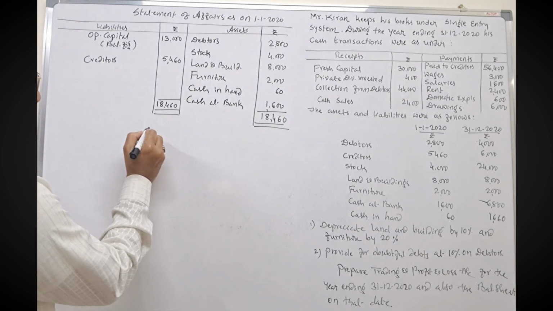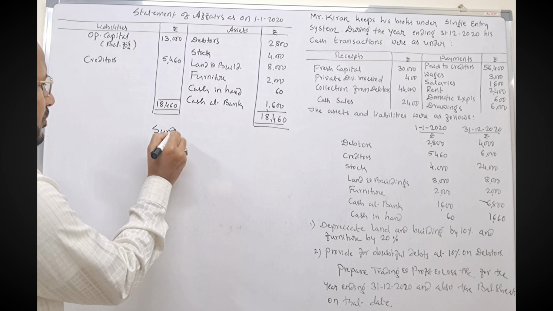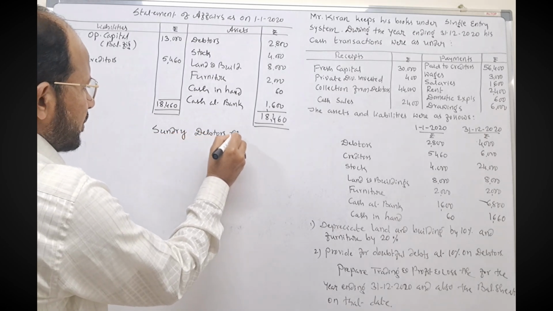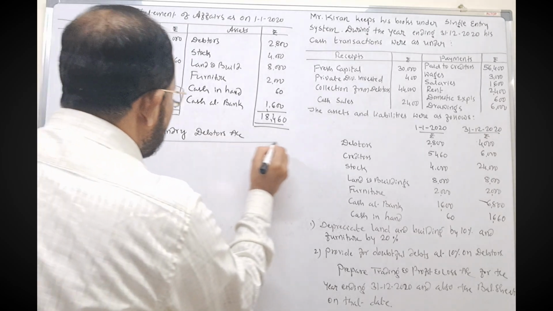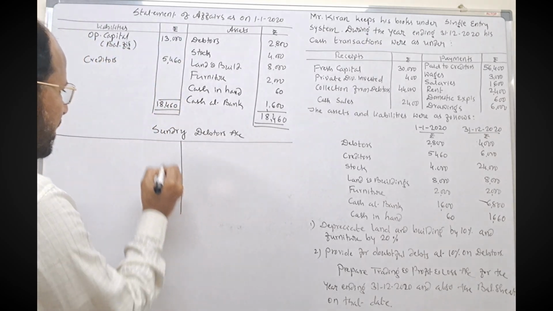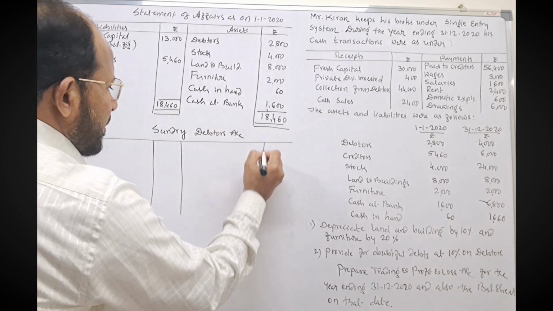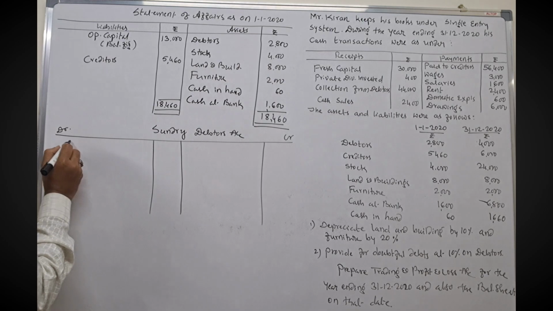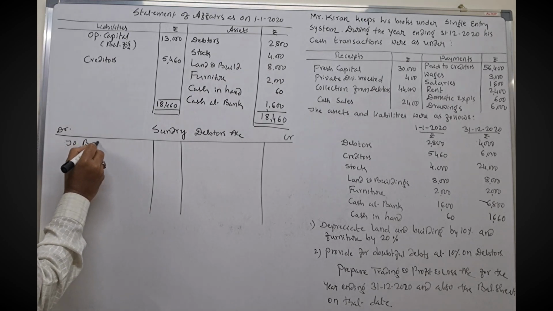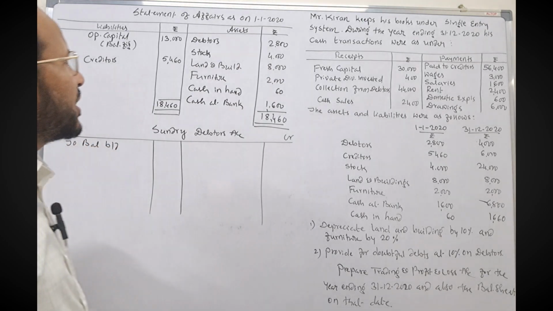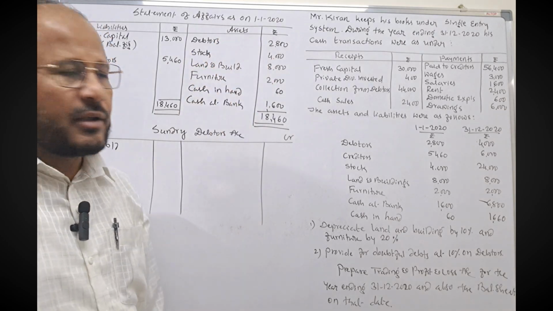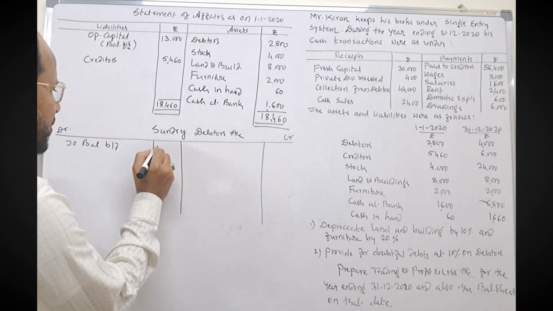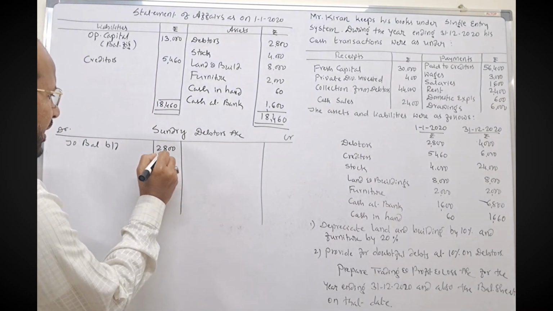After that, we will prepare the sundry debtors account, or total debtors account, or simply you can also write debtors account, no problem. In the debtors account, first we show the opening balance of debtors given in the problem, to balance brought down. See, opening debtors 2,800. Just now we took it in the opening statement of affairs. 2,800 is to be shown first.